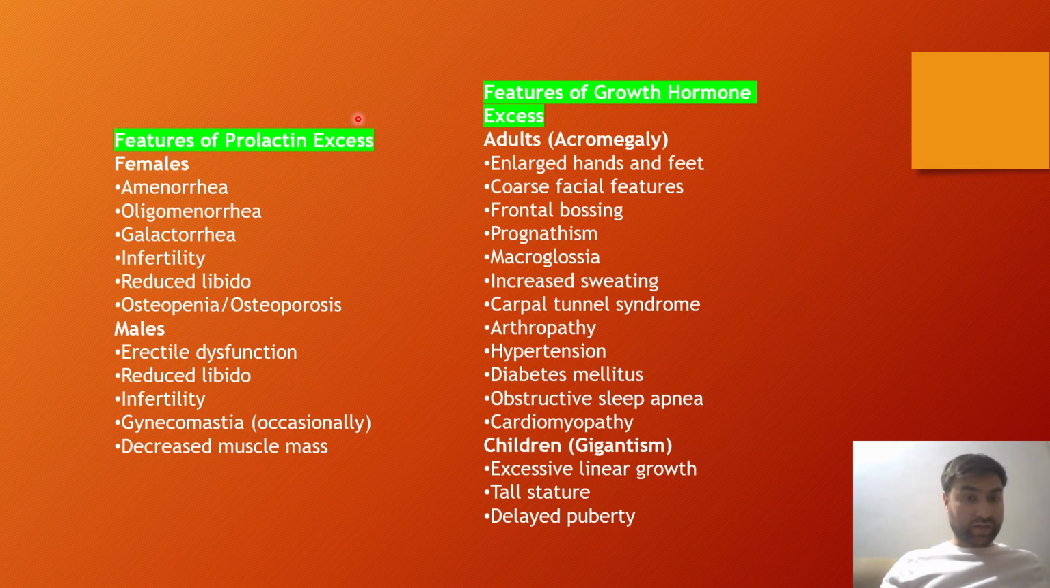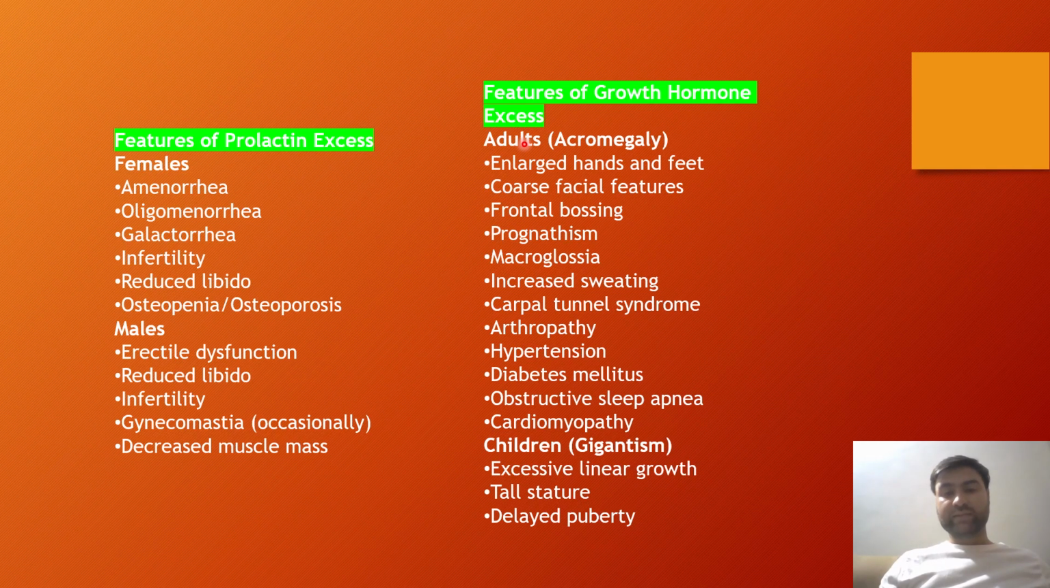If the patient has prolactin excess, it can lead to amenorrhea, oligomenorrhea, galactorrhea, infertility, and reduced libido. So oligomenorrhea, galactorrhea, amenorrhea, and infertility in females, while in males, erectile dysfunction, reduced libido, infertility, occasionally gynecomastia, and decreased muscle mass are seen.